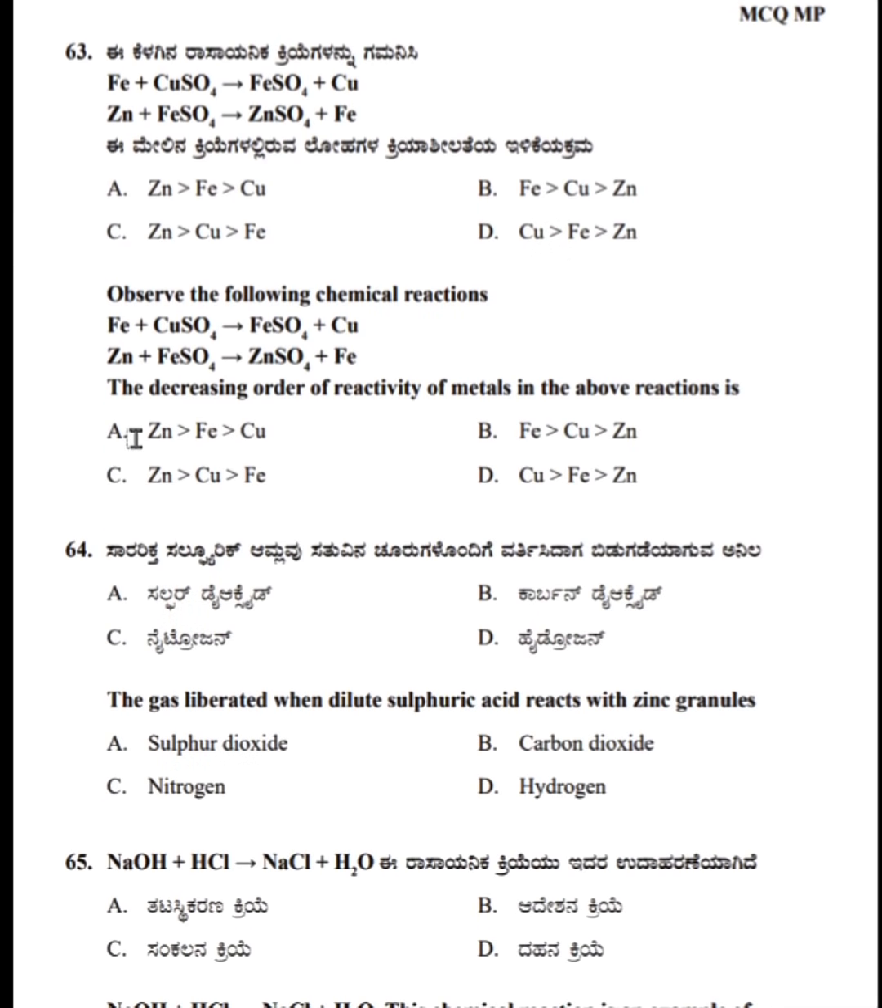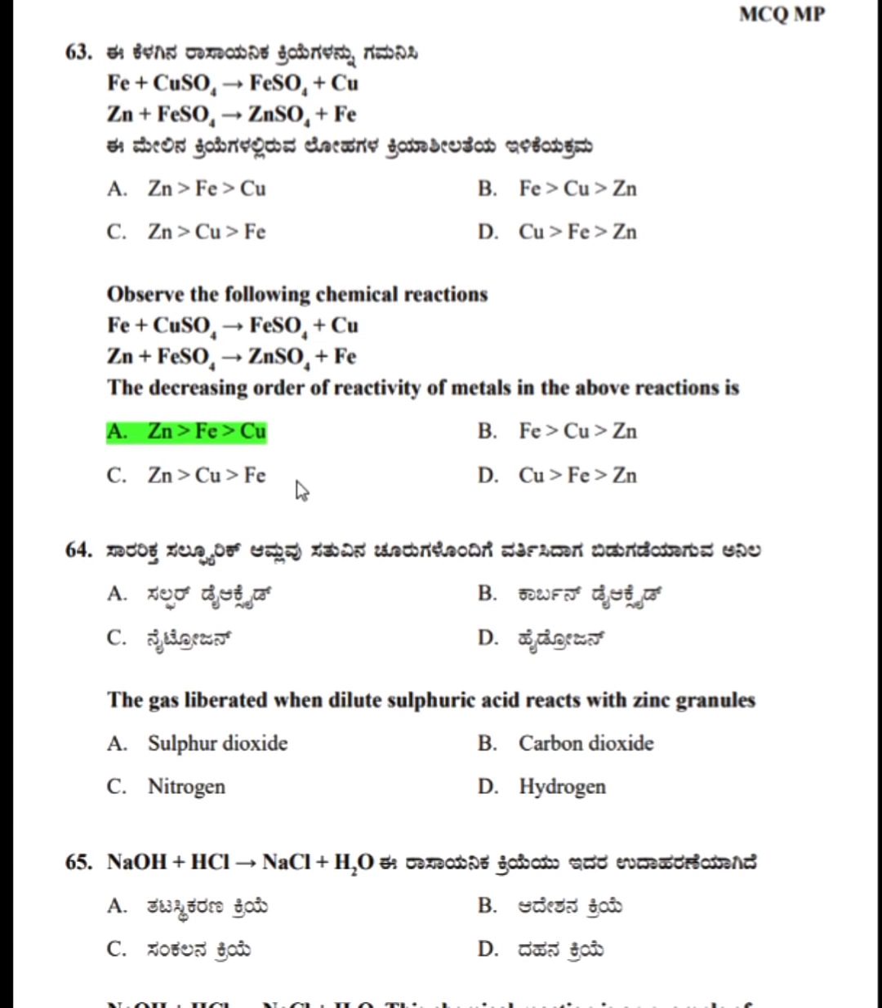Students, if you observe, it is an example of a displacement reaction, that is, a highly reactive element displaces the less reactive element. Therefore, the correct answer is option A, zinc, iron and copper in decreasing order of reactivity.